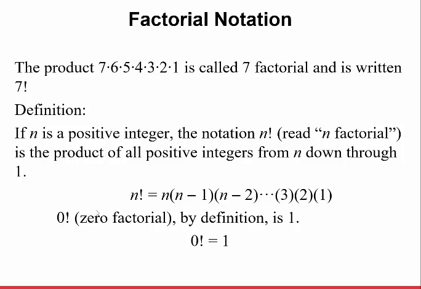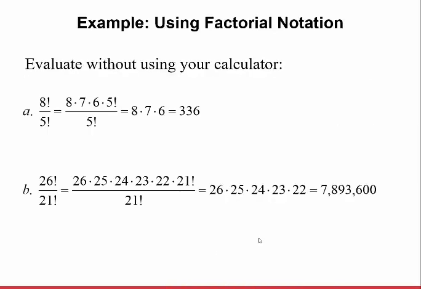0 factorial, by definition, is always equal to 1. So whenever you see 0 factorial, that just equals 1. And similarly, 1 factorial also equals 1.